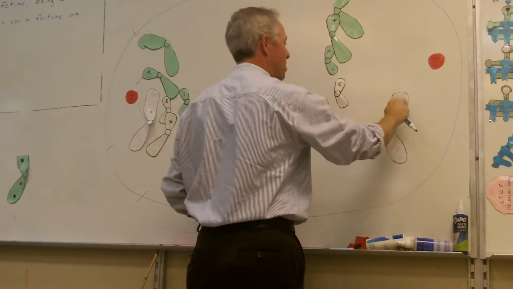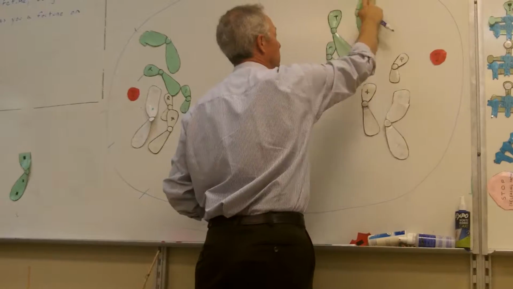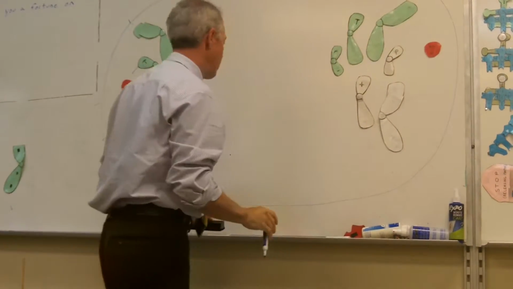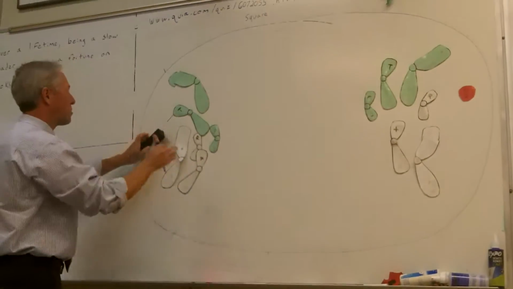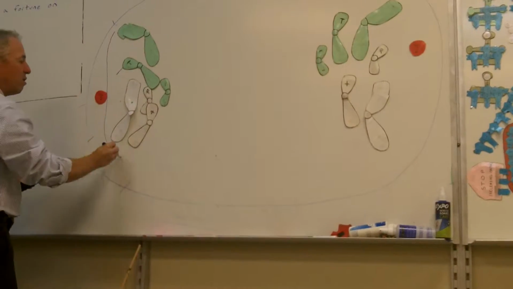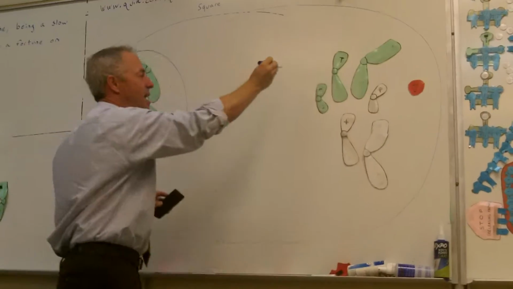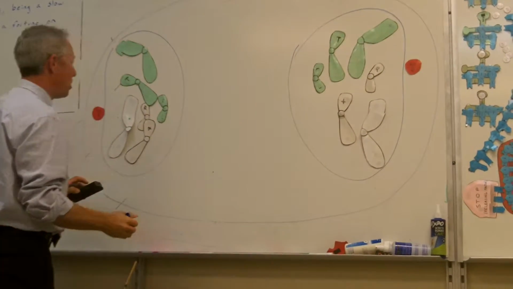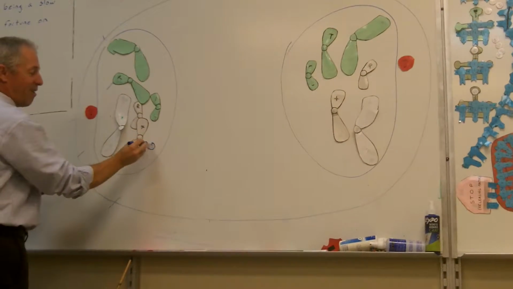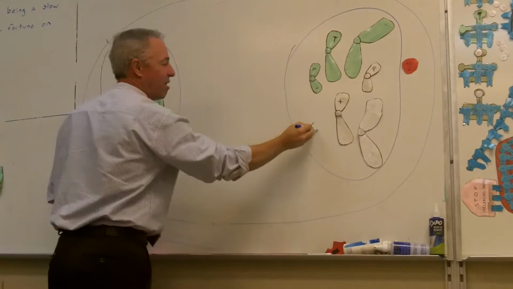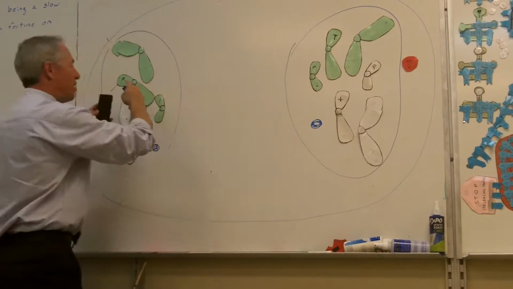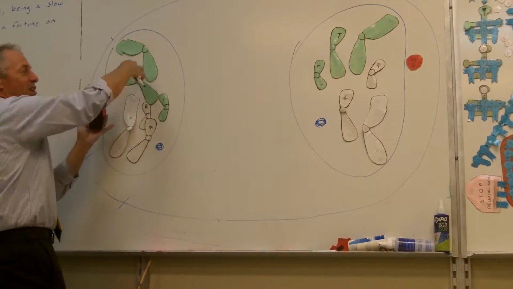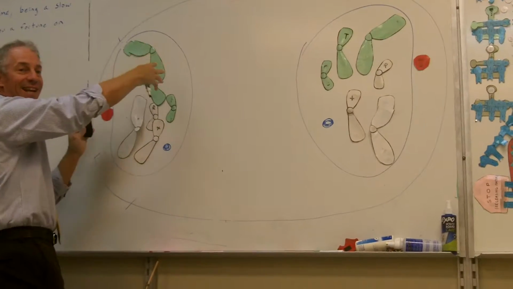Chromosomes arrive at opposite sides of the cell. What else happens? A new nuclear membrane forms on both sides around the chromosomes. The nucleolus reappears. The chromosomes come together and uncoil back into chromatin.